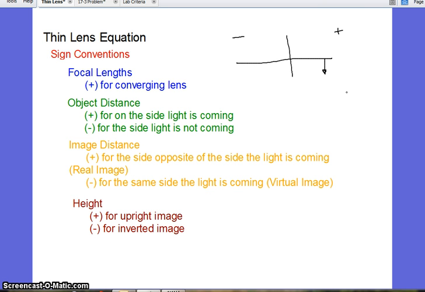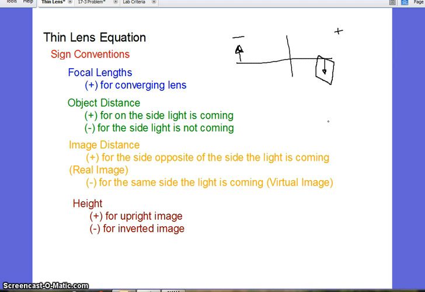A real image can really be projected onto a screen. So if I take a screen like a movie projector screen and place it on this side, and we get an actual image of an arrow. So if I have an arrow over here and I have my lens, and the actual image is projected onto a screen on this side, well, then it's a real image. If it were on this side, you could not project it onto an actual screen. So if the image appears to be over here, then you could not project it onto a screen, and it would be considered a virtual image.